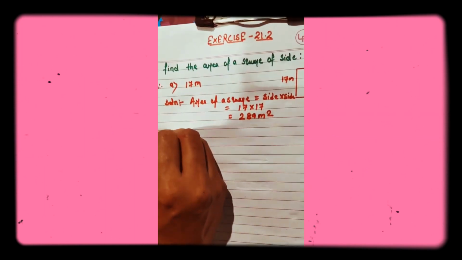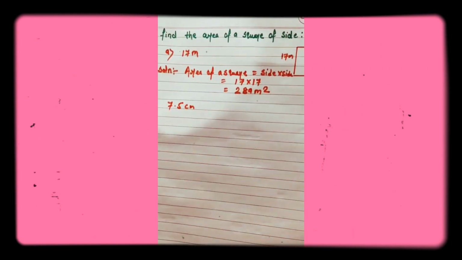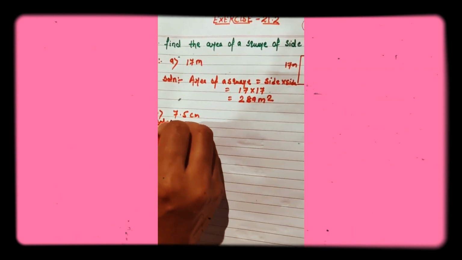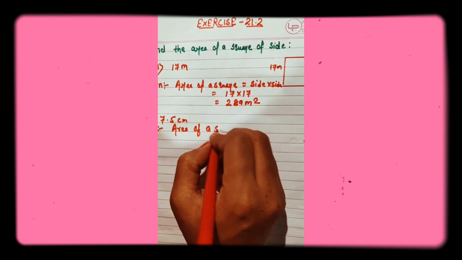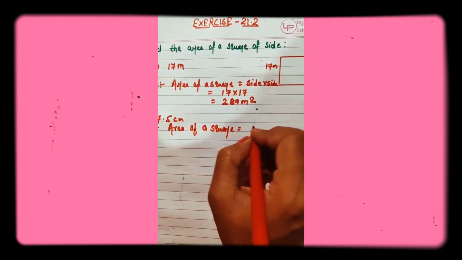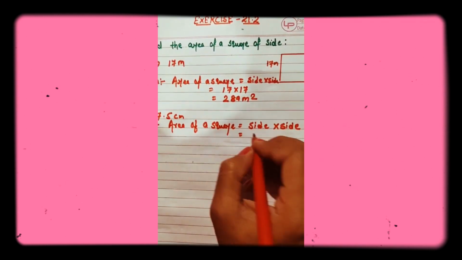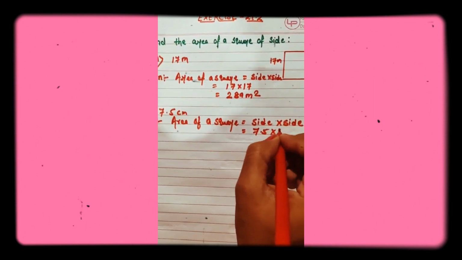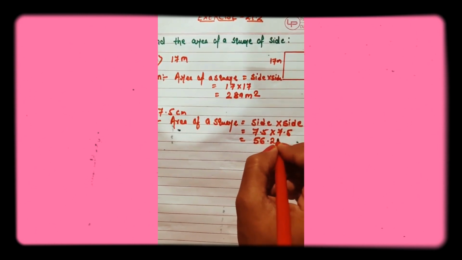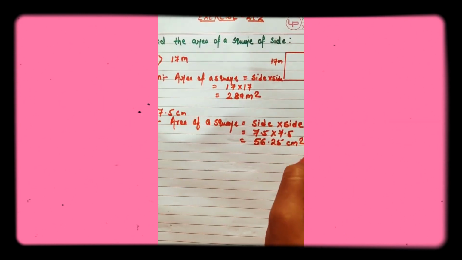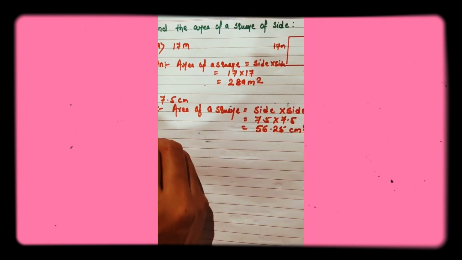One more question I have to solve. Question number B. 7.5 centimeter. Same process. Write here solution. Area of a square equal to side into side. Now 7.5 multiply with 7.5, then 56.25 centimeter square is your correct answer. And C, D you have to solve same process. Now move to question number 2.